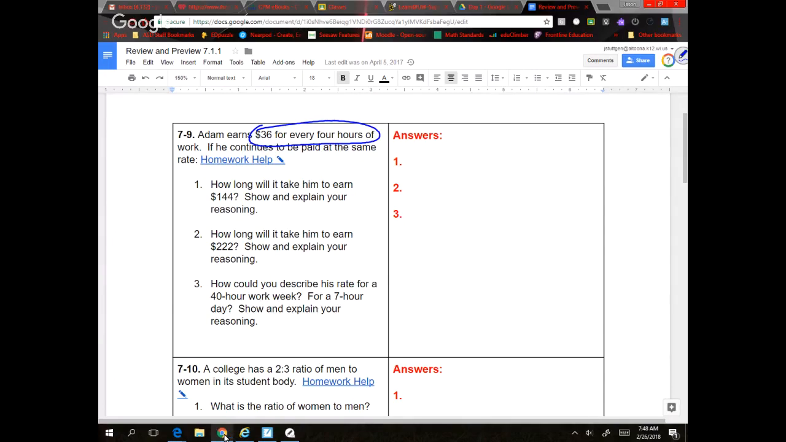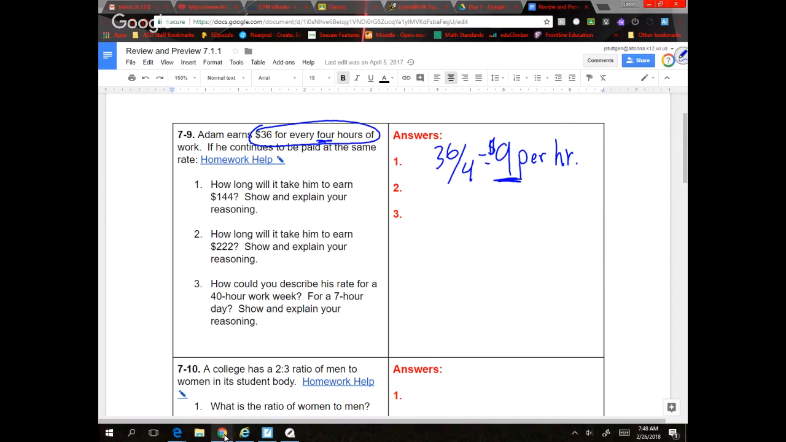All right? So if I do 36 divided by 4, and the 4 is from the 4 hours, 36 is how much money he makes. I can see he gets $9 per hour. So that's how much he makes per hour. So now I'm going to use what I found to figure out the problems. I wouldn't have to do that, but if I use the 36, then I'm going to have to take all those answers and divide it by 4 yet, because 36 is for every 4 hours.